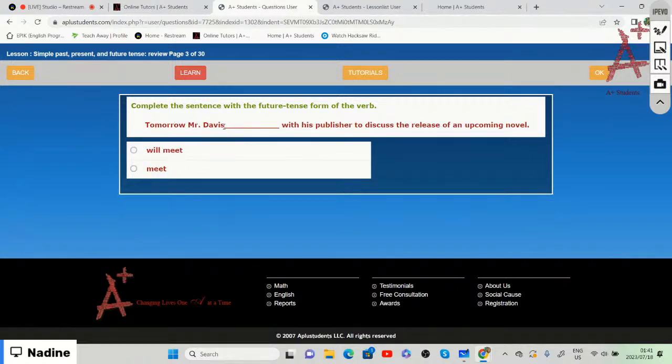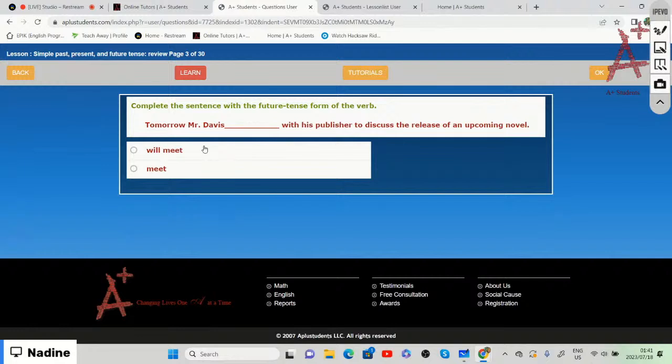Tomorrow, Mr. Davis will meet his publisher to discuss the release of an upcoming novel. Or, tomorrow, Mr. Davis meet with his publisher to discuss the release of an upcoming novel. We need to choose between will meet or meet to complete the sentence with the future tense form of the verb.